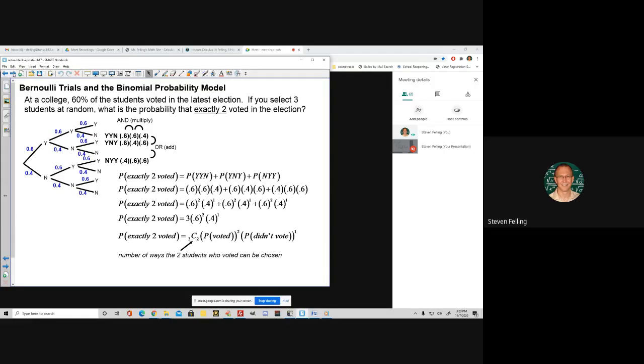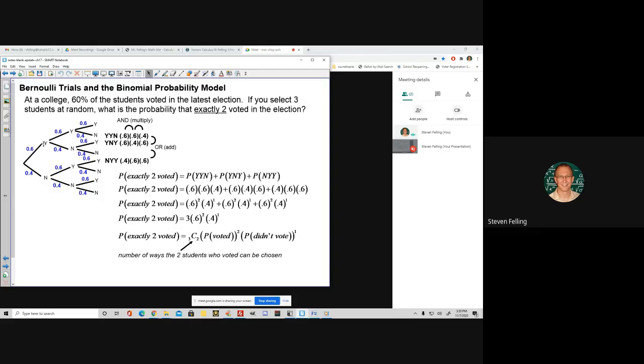Okay, so first of all, let's take a look at a situation that's pretty complicated, but we have methods to solve right now, but it would be pretty involved. So let's say that at a college, 60% of the students voted in the latest election. If you were to select 3 students at random, what is the probability that exactly 2 of them voted in the election?